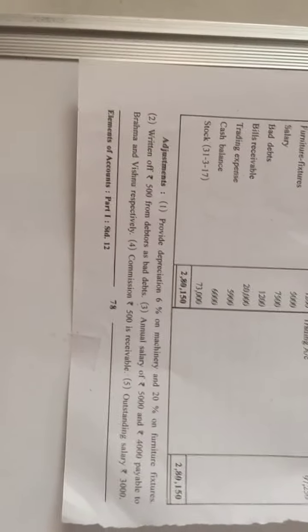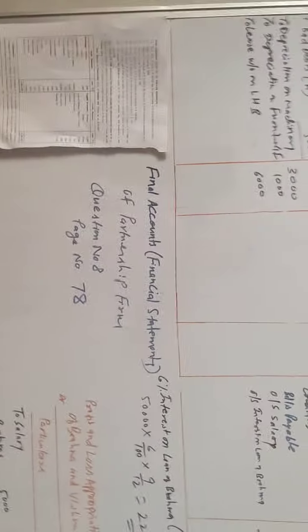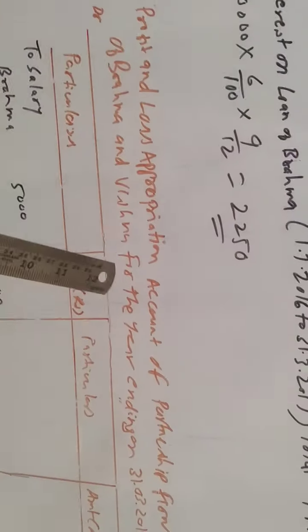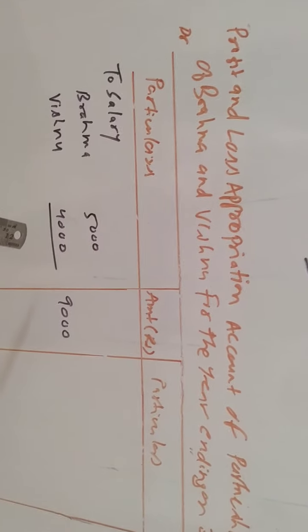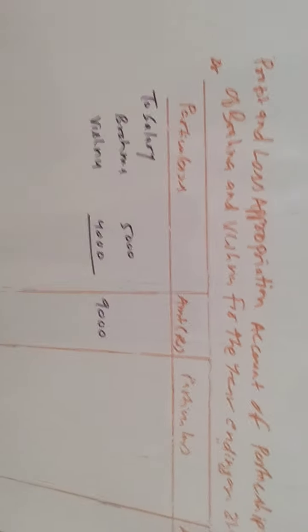Okay, now come to adjustment number 3, which says annual salary of rupees 5,000 and 4,000 payable to Brahma and Vishnu respectively. This adjustment is new for you, but you have learned in the first chapter where to record salary of partner. Salary of partner is recorded at the debit side of profit and loss appropriation account. Here it is to salary 5,000 and 4,000, outer column 9,000.